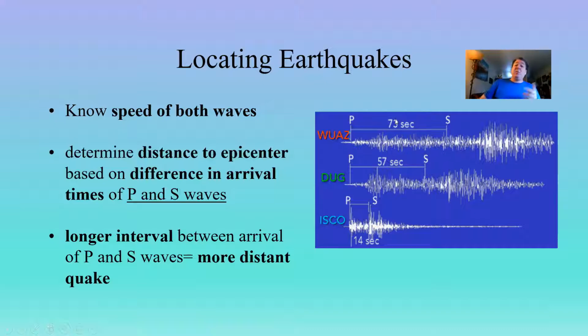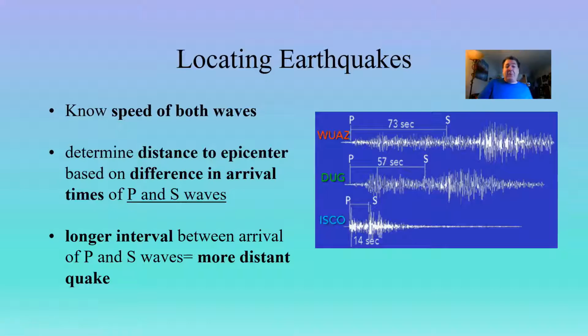But now we know how far away it is from that station, but we have absolutely no idea which direction it came from, right? Was it north? Was it south? Was it east? Was it west? Which direction did it come from? We have no idea. We just know how far away it was.